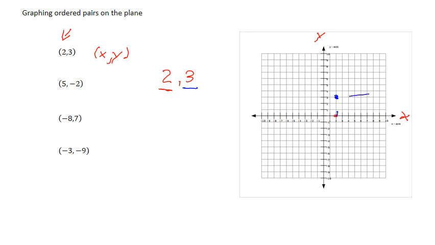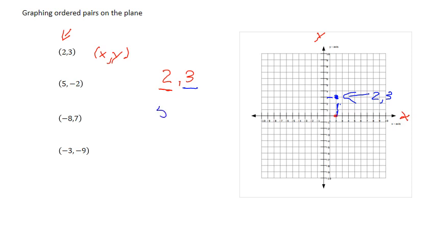So what we have located here with the blue dot is a point that has a value of 2 and 3. An x value of 2, because here it is, the x value of 2 represented on the x-axis, and the y value of 3, positive 3, represented on the y-axis.